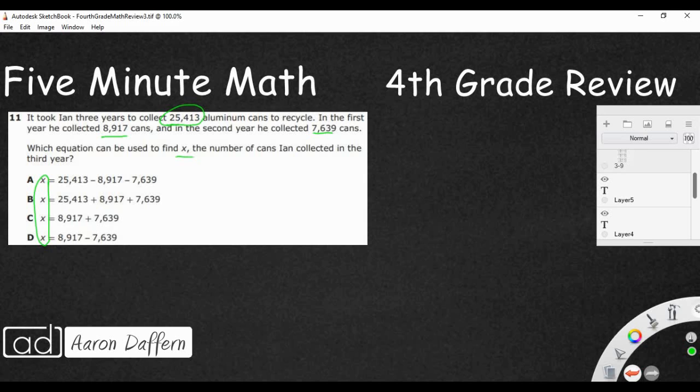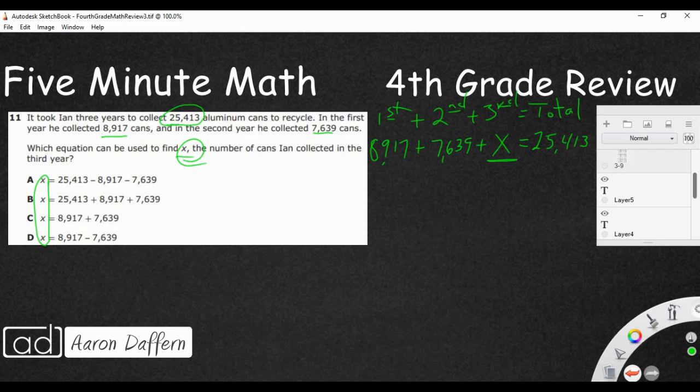Well, when I'm thinking of this, I'm thinking that it took his first year plus his second year plus his third year. That's going to give me my total. And that makes sense. And they actually give us these numbers. So our first year is 8,917. The second year is 7,639. And then our third year, that's the unknown. So we're going to say X. We're just going to put a big X there. That just means we don't know what it is. And they actually gave us our total, 25,413.